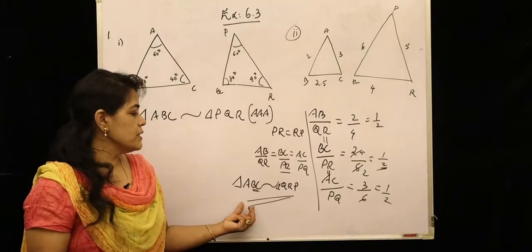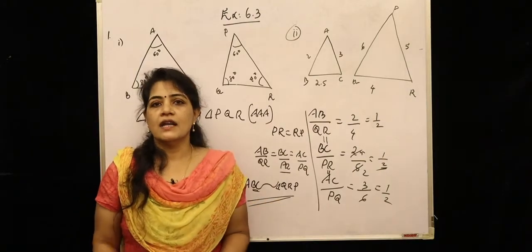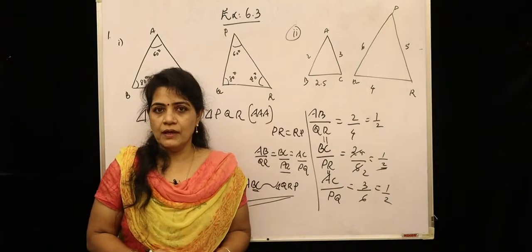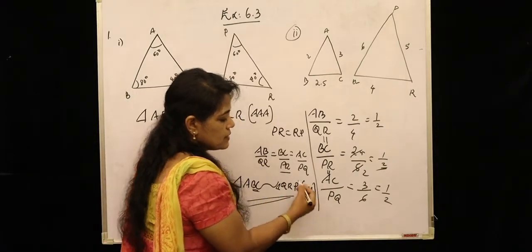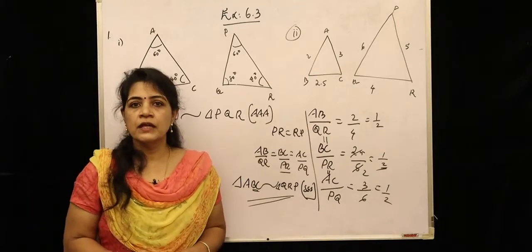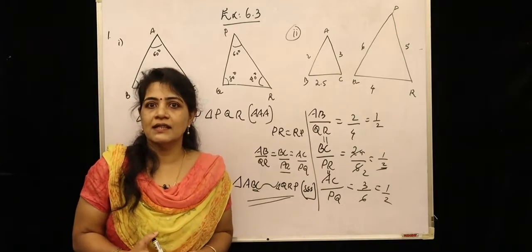That is, triangle ABC is similar to triangle QRP under SSS, triple S, ratios being the same, they are similar under triple S criterion.